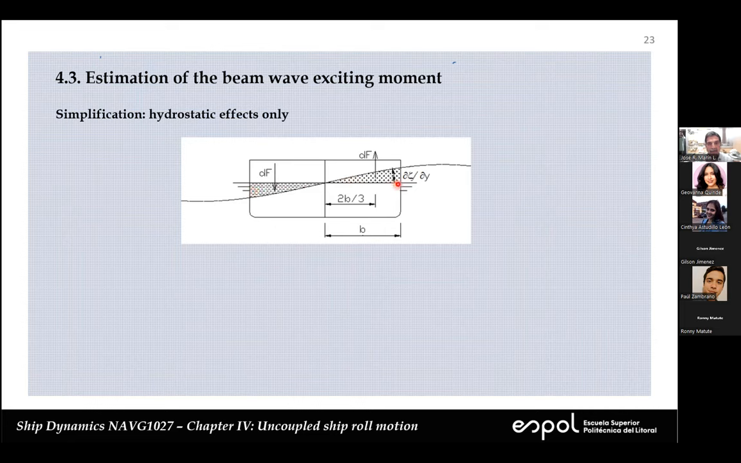So what we're going to do is just try to evaluate this amount of force. We're going to assume that this is a triangle. After that, we can calculate how much moment this force generates with respect to this point. We're going to assume that this is similar to that. So we can take this, multiply by this arm, and double it to consider both sides. And that's it.